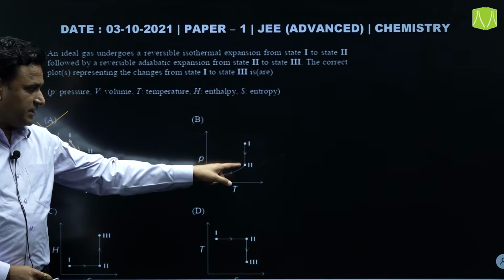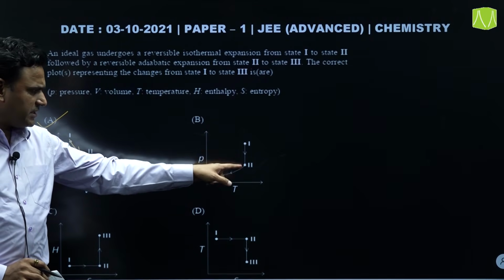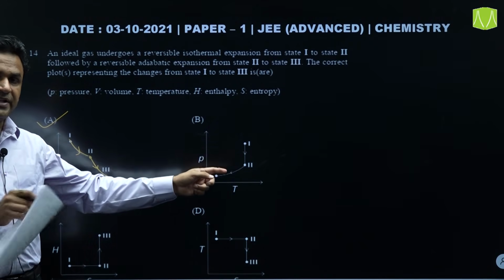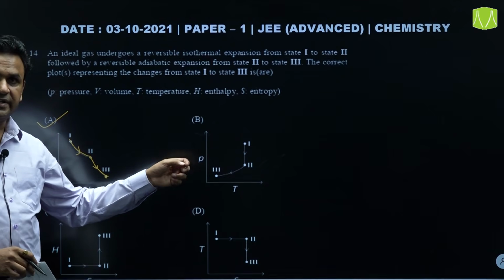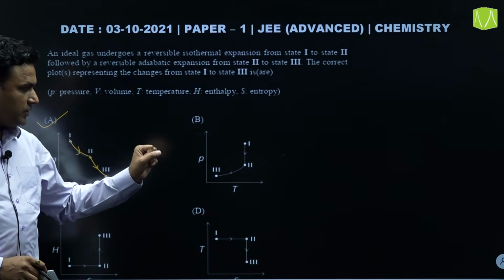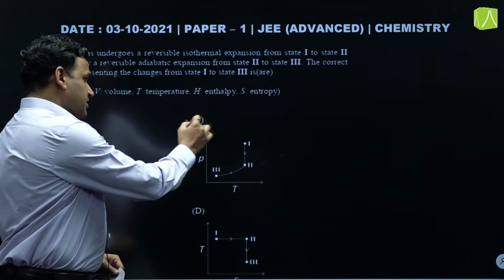If expansion is there then pressure will be decreasing. So, this part is correct. Now, next is adiabatic expansion. In adiabatic expansion, temperature will decrease and pressure will also decrease. So, this part is also going to be true. So, B should be a correct statement.